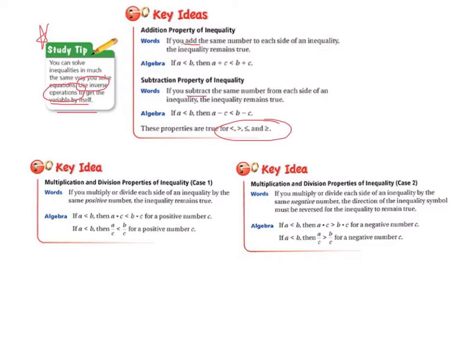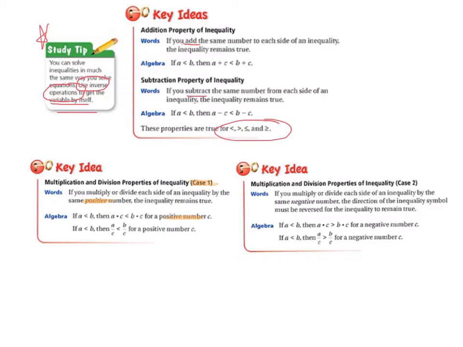Now let's look at multiplication and division properties of inequality, case 1. Be sure you highlight where it says case 1 because it's different than case 2. If you multiply or divide each side of an inequality by the same positive number, be sure you highlight that, the inequality remains true. So if A is less than B, then A times C is less than B times C for a positive number, C. And be sure you highlight all of that with your algebra.